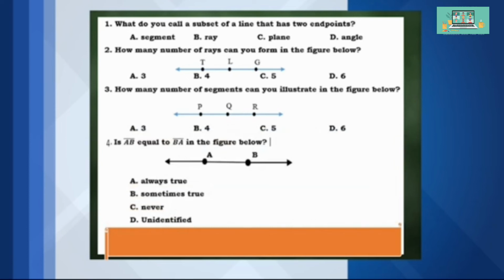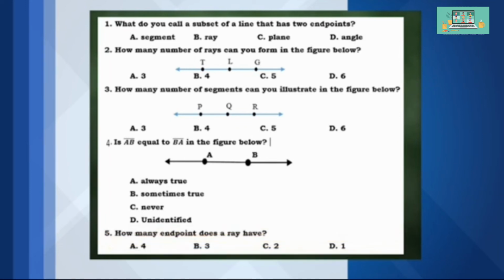Number 4. Is line segment AB equal to line segment BA in the figure below? A. Always true. B. Sometimes true. C. Never. D. Unidentified. And number 5. How many endpoints does a ray have? A. 4. B. 3. C. 2. D. 1.